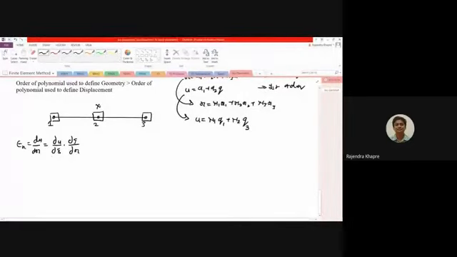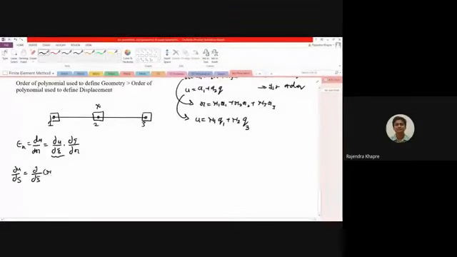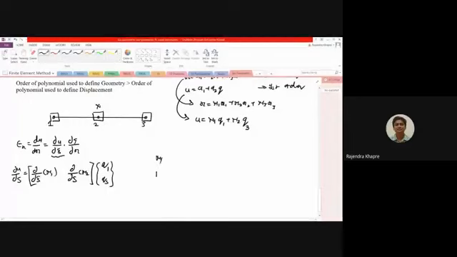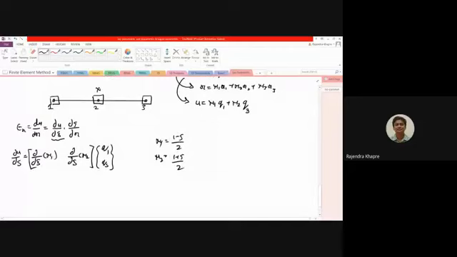Okay, so if you focus on this, this is del u by del xi, so this will be nothing but del by del xi of n1, and del by del xi of n2. Because the displacements have only 2 components, this will be q1 and q3 only. In this particular case, the values of n1 and n2 will be (1 minus xi) upon 2 and (1 plus xi) upon 2.